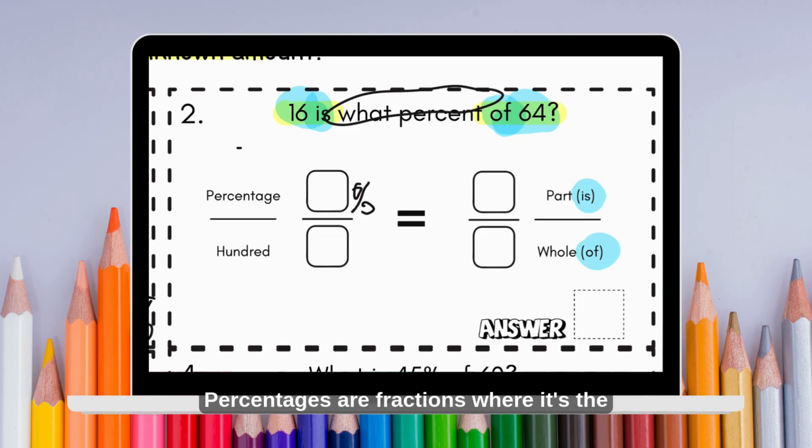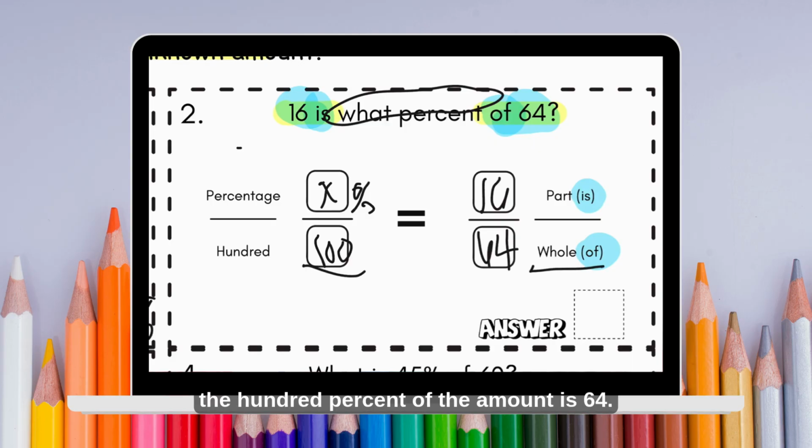Percentages are fractions where it's the percent over 100. Actually, I want to write the 100 in the box. It's just reminding you it's a percent over 100, and we don't know what it is, so that's going to be x. And then the problem tells us everything else. 16 is the part that you get out of the total amount, the whole amount. The 100% of the amount is 64. And so we have 16 over 64.